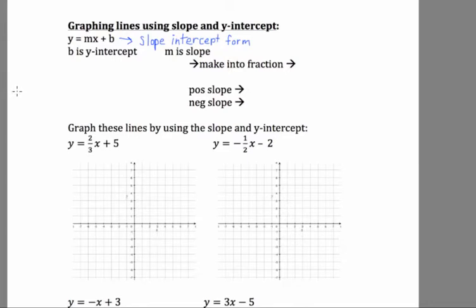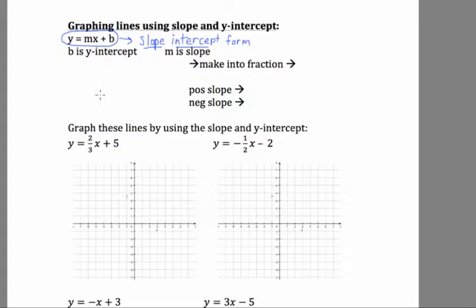Now that we've looked at some of the patterns of the slope and the y-intercept, let's get into actually graphing a line. Our lines so far have been in this form, y equals mx plus b. That's called slope-intercept form. Anything that's in this form will be a line, will be linear. It's named slope-intercept form because the m tells us the slope and the b tells us the y-intercept.